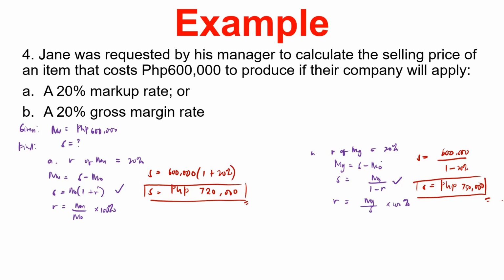Okay, so the selling price under the gross margin rate of 20% is 750,000. Okay, so kung kayo ang manager ni Jane, what are you going to choose? A 20% markup rate or 20% gross margin rate? Okay, again, si 20% markup rate is just based on the cost price. Gross margin rate is based on the selling price. Okay? So, saan kaya ang inyong pipiliin? So, saan kaya mas malaki ang kikitain nyo? Sa selling price ng markup rate or sa selling price ng gross margin rate?